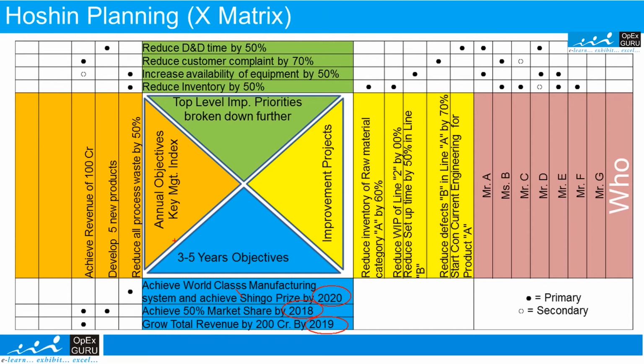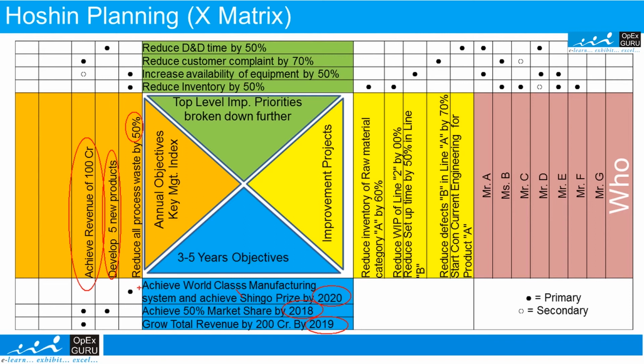Now this is converted into annual objectives like this. So in order to achieve the Shingo Prize, they have identified an objective that they want to reduce all the process waste by 50%. So this is the goal for 1 year. Developing 5 new products is another goal they have set, and achieving revenue of 100 CR for the next 1 year. So in order to achieve 200 CR by 2019, this year they have to at least achieve 100 CR.